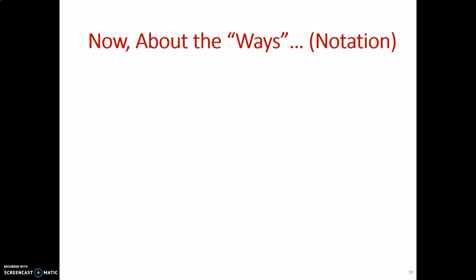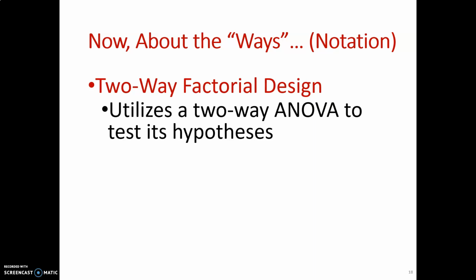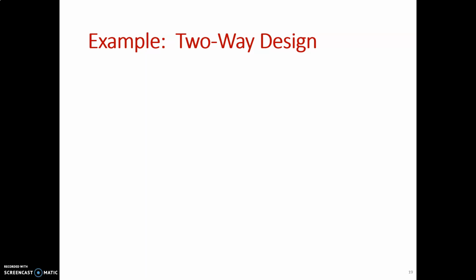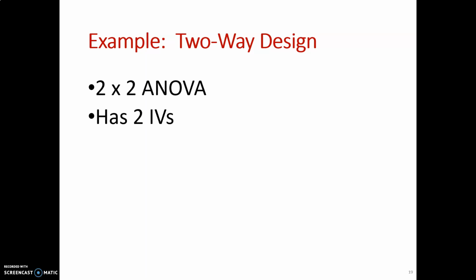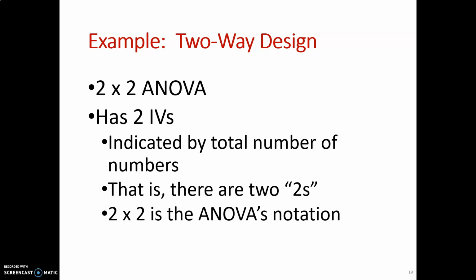Now, about the ways, this is about the notation for ANOVA. If we have a two-way factorial design instead of a one-way, this means we have ANOVA testing our hypotheses, but we have two independent variables. So each independent variable can have two or more levels. We'll get to levels in a minute. If we had a two-way design, or a 2x2 ANOVA, we would have two independent variables. We've got two numbers indicated here, and that tells us our ANOVA's notation. One factor, two factor, two ways.